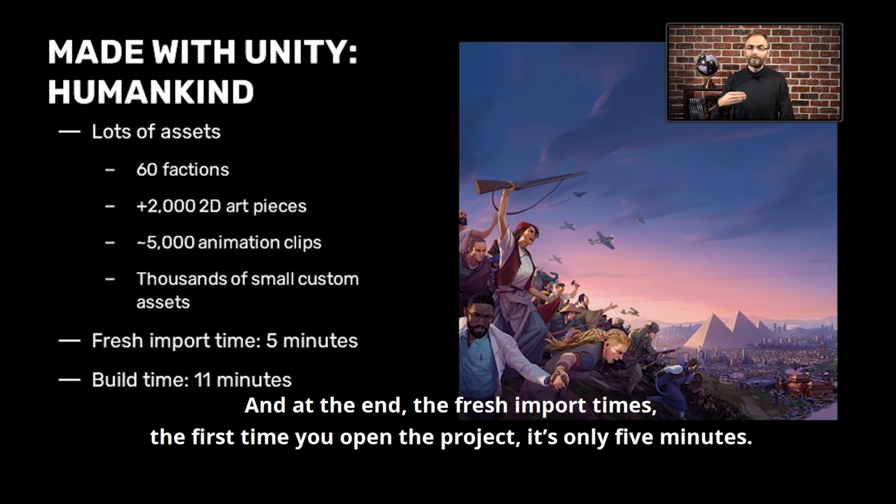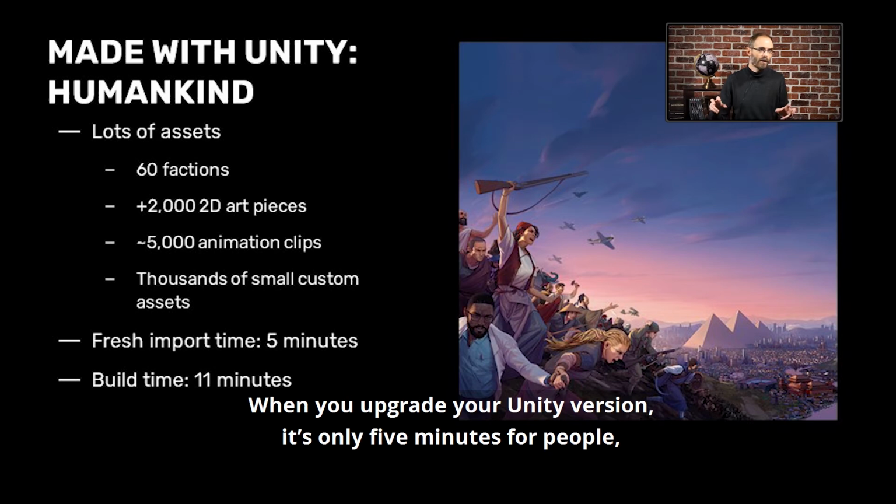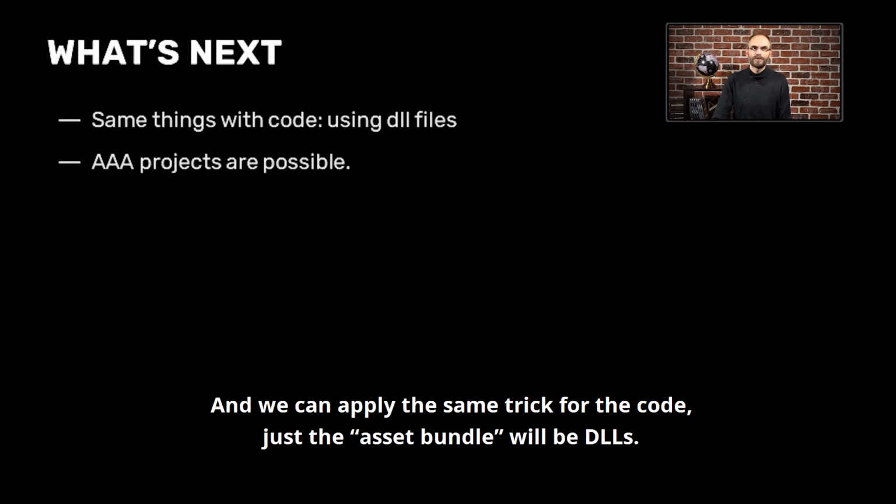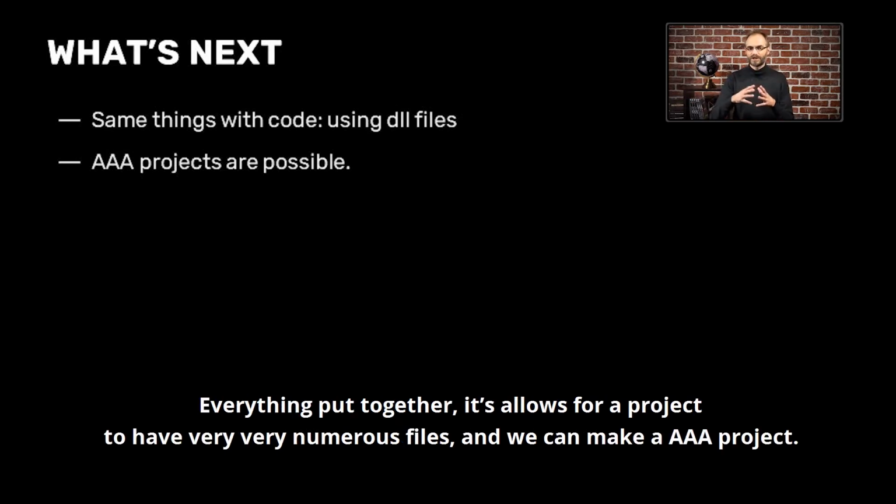And at the end, the fresh import time, the first time you open the project, is only 5 minutes. And so when you upgrade your Unity version, it's only 5 minutes for people. And the build time is only 11 minutes, and it's very short. We fought for that. So we can apply the same trick for the code, just the asset bundles will be DLLs. And everything put together, it just allows projects with very numerous files, and hence we can make AAA projects.